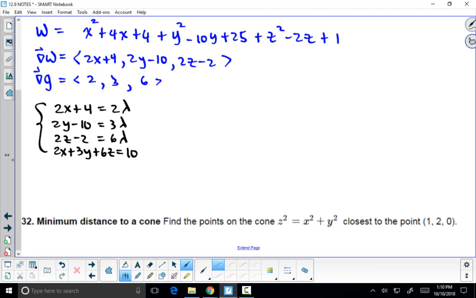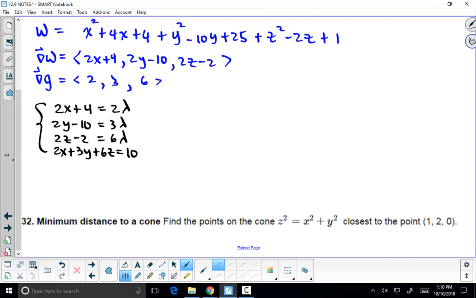Is that what we should be doing though? Is solving in terms of x, y, and z? In this case, it will be easiest because if we solve this equation for x, the second equation for y, the third equation for z, we can then plug into the fourth equation and figure out what lambda is. And if we know lambda, then we can back substitute to get x, y, and z. So in a case where it's all linear, it's simpler to solve for lambda.